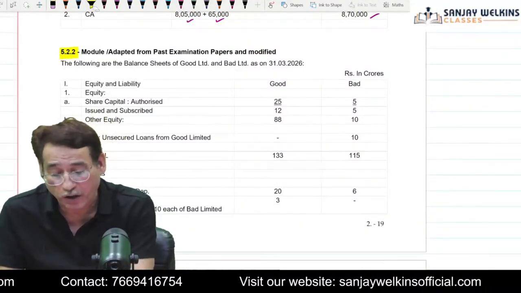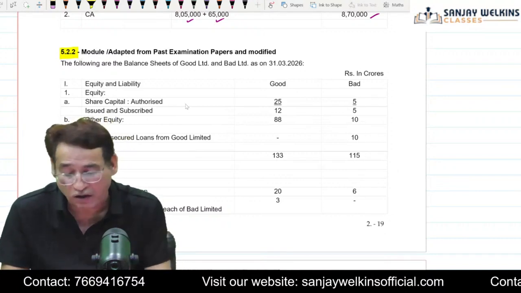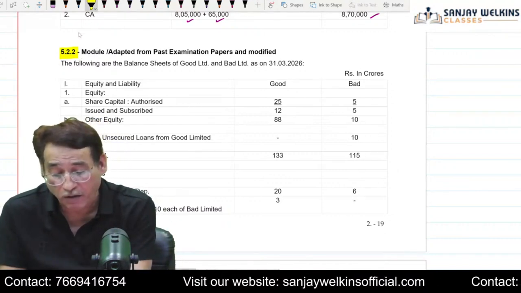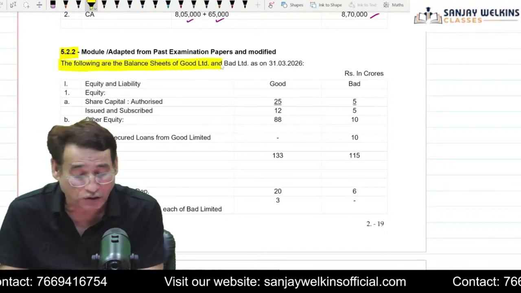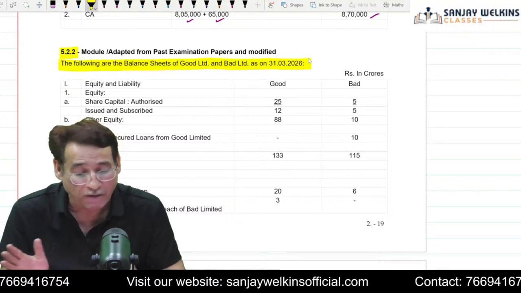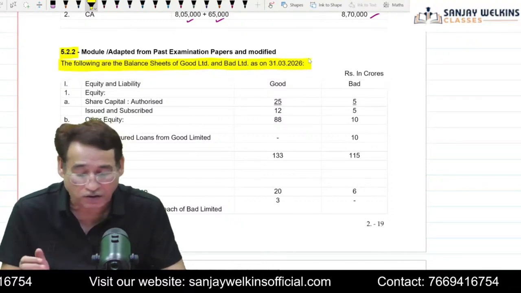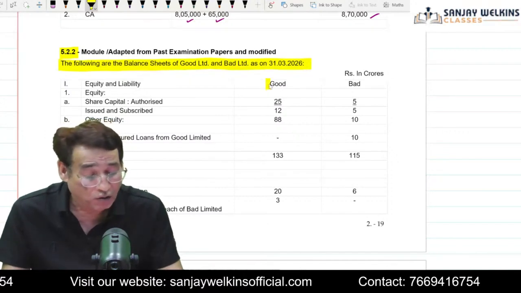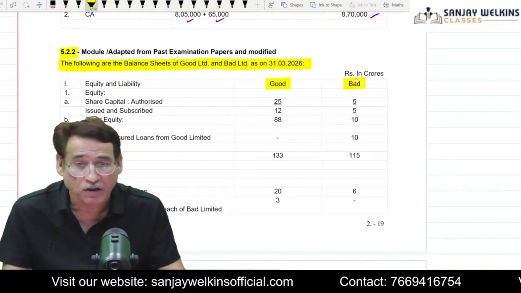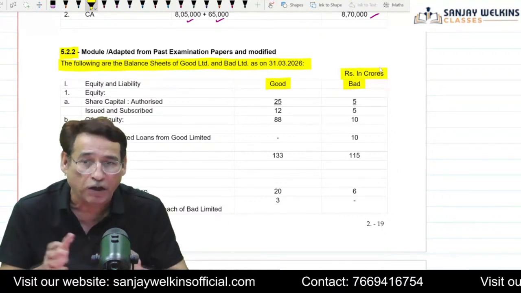Now, over this particular question, first of all, even this question is similar to the one which we did in the last session. Here it is written that the following are the balance sheets of Good Limited and Bad Limited as on 31st March 2026. So this is the balance sheet before you. Good Limited and Bad Limited. Figures are in crores. This is where exactly you need to pay attention.